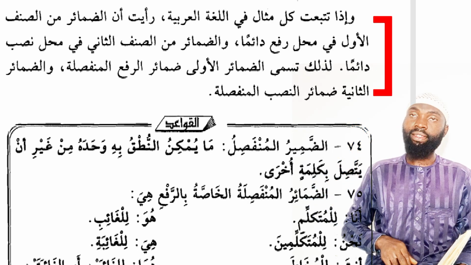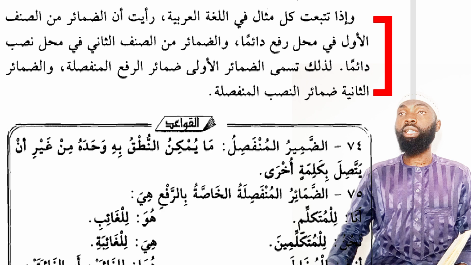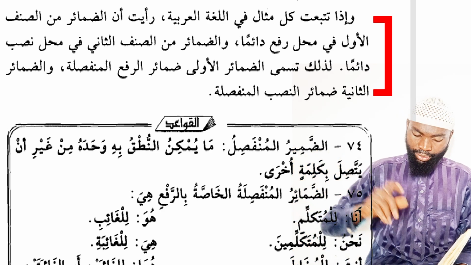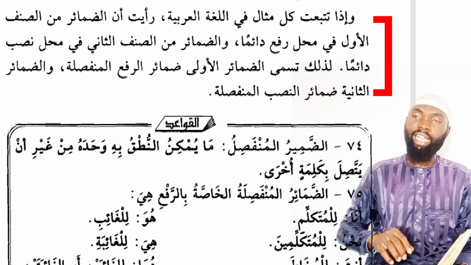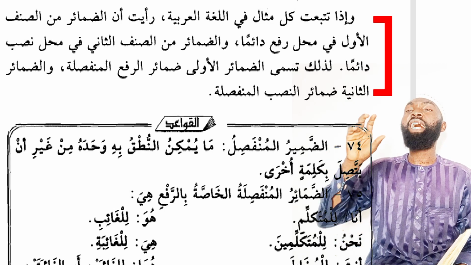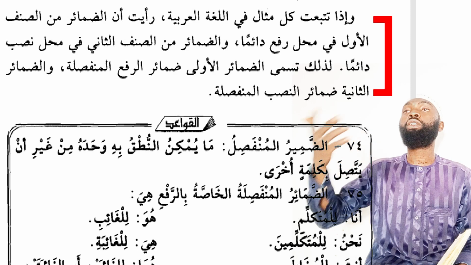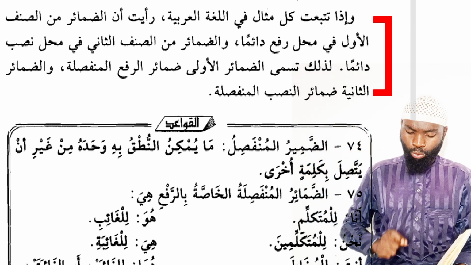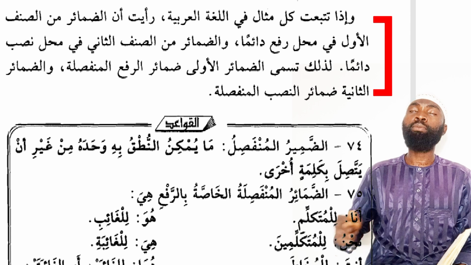And the pronouns of the second category, which are iyaya, iyaka, iyakum, and the rest of them, they all are also always going to be in the position of accusative, coming as object of the sentence. For this reason, the first pronouns are called the detached nominative pronouns.